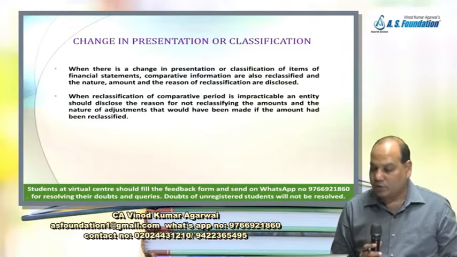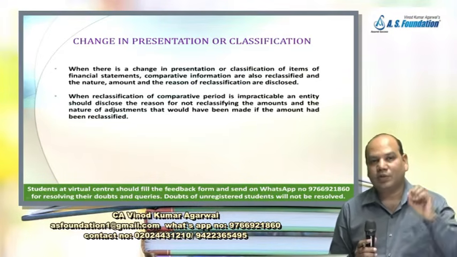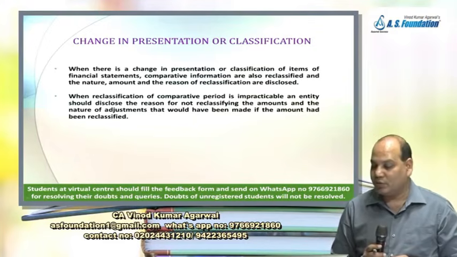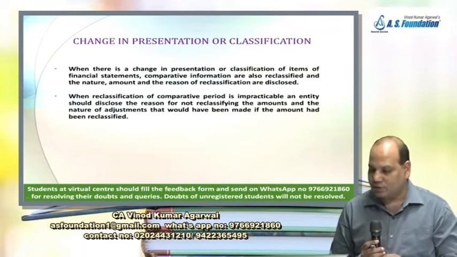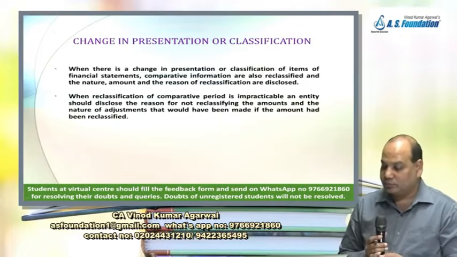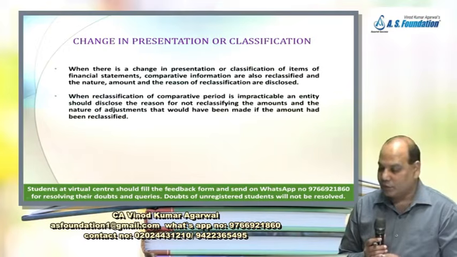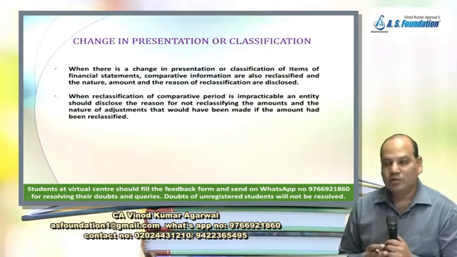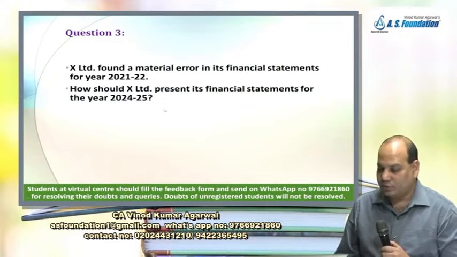When reclassification of a comparative item is impracticable, the impracticable word we have seen earlier. In spite of all possible efforts, the entity is unable to give the effect as per the IFRS. Then it is called impracticable. The entity should disclose the reason for not reclassifying the amount, and the nature of adjustment that would have been made if the amount had been reclassified. Give the disclosure why you have not reclassified, and what would have happened had you reclassified.